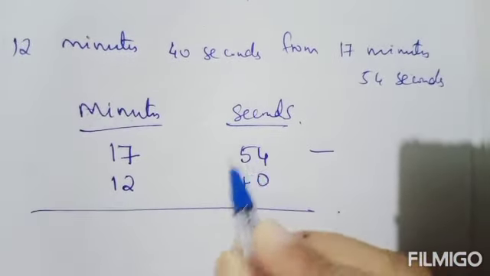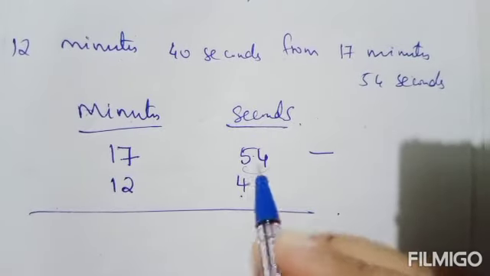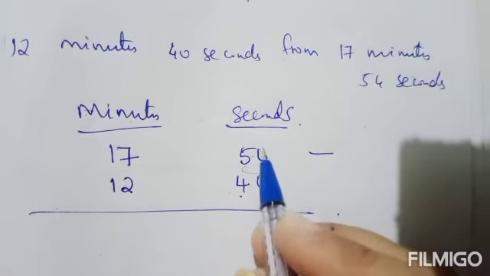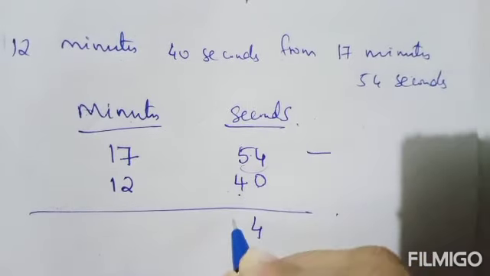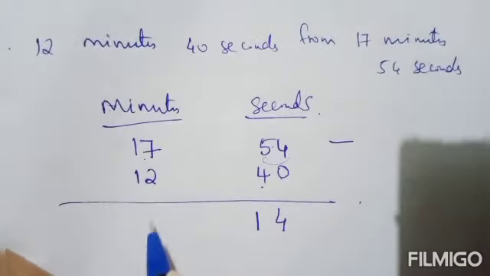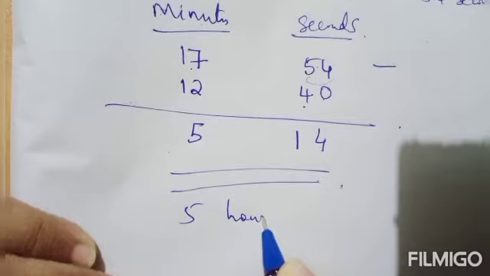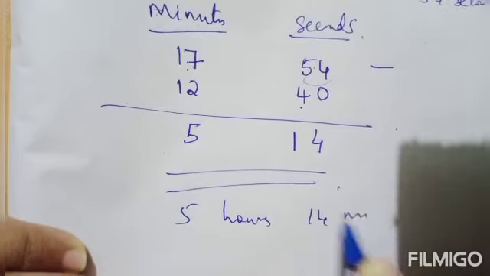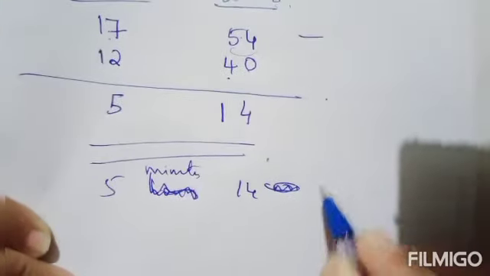Here, from 54 you have to subtract 40. That is possible. The greater number is coming above, so you can do the subtraction. 4 minus 0, 4. 5 minus 4, it is 1. 17 minus 12, it is 5. So the answer will be 5 minutes and 14 seconds.